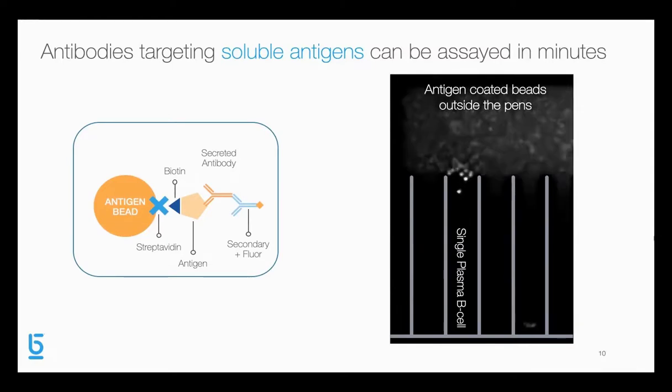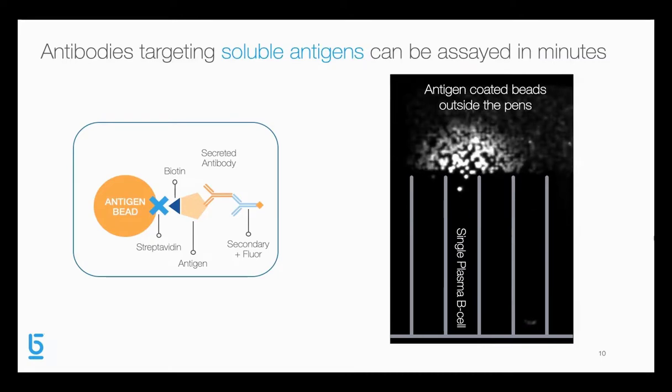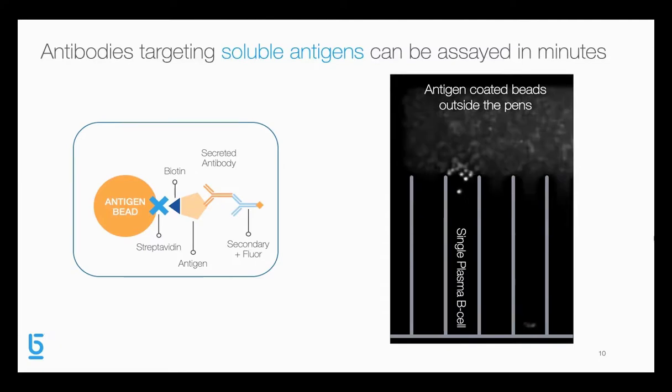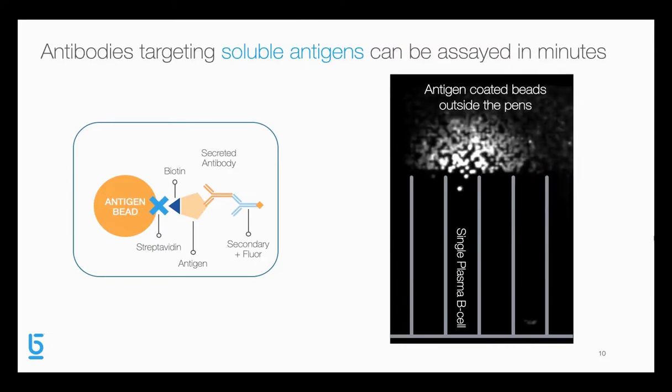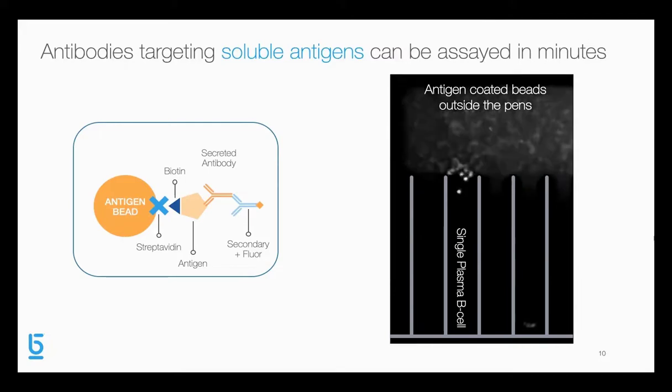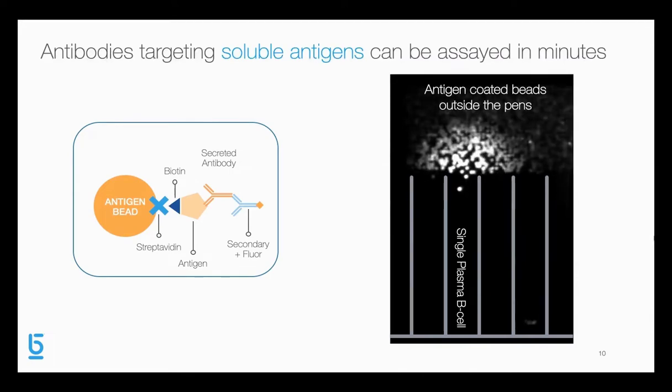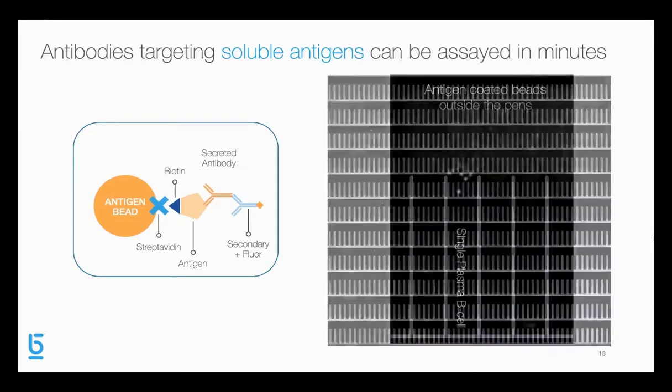Nanopen chambers enable rapid, precise, and highly sensitive assays. In minutes, secreted antibodies from B cells can be assayed to determine antigen specificity. In this assay, the target antigen is conjugated to beads and mixed with a secondary antibody prior to importing into the chip. Secreted antibodies from B cells diffuse out of pens and bind the antigen-coated beads. The secondary antibody is then sequestered on the beads to provide a rapid fluorescent readout in a matter of minutes.